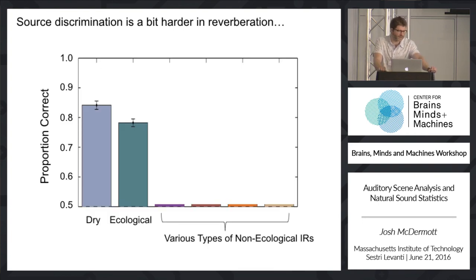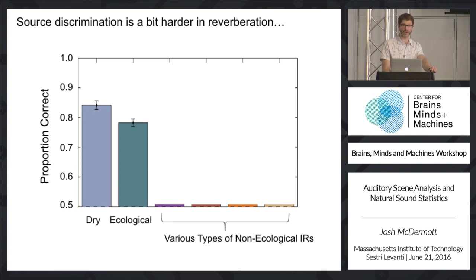Okay, so here are the results of this experiment. The y-axis is plotting proportion correct, and the x-axis is showing you the results from different kinds of impulse response conditions. The first bar is just showing what people are doing in dry conditions when there's no reverb, and they're getting about 85% correct. That's because the task is hard. We wanted them to be below ceiling. So the next bar is showing what happens if the reverb mimics the properties of real-world reverberation. We call that ecological. So you can see that people are a little bit worse, but they're still well above chance.